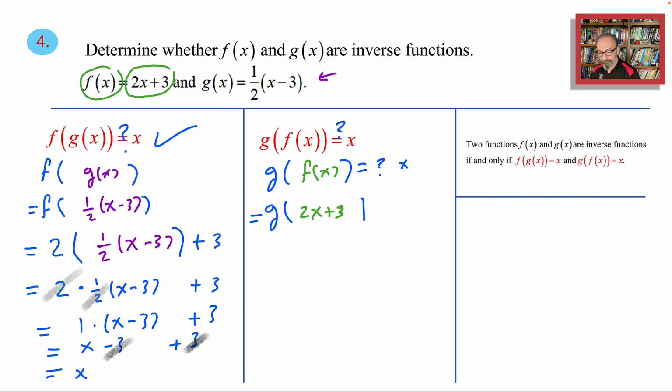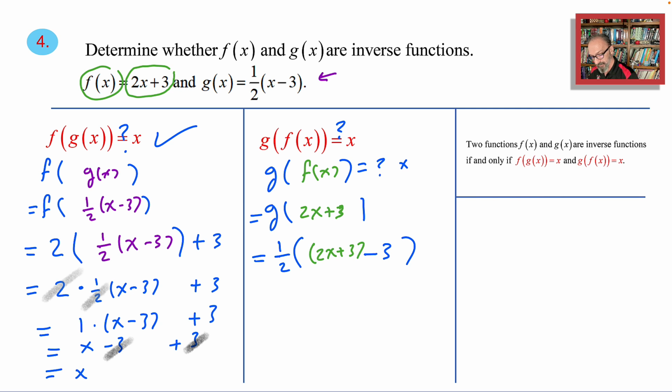Now, applying the function g says anything you are given, you subtract 3 from it, and once you finish subtracting 3, you multiply it by half. So applying the function g, we're going to subtract 3 from what's given to us and then multiply by half. But we are given 2x plus 3.